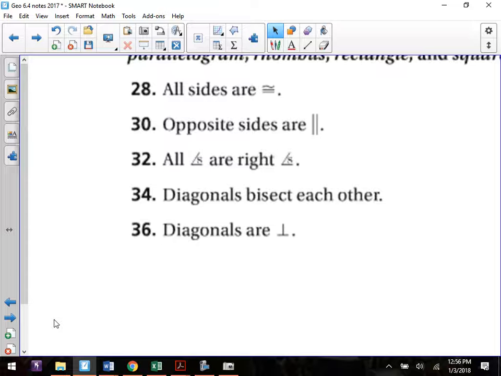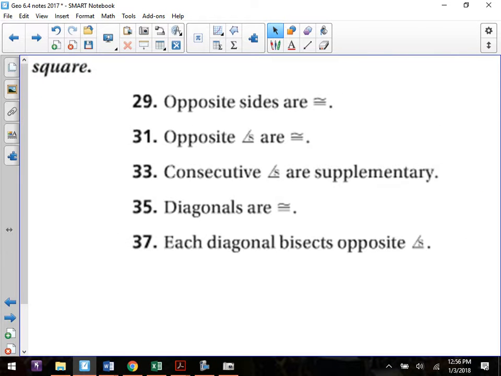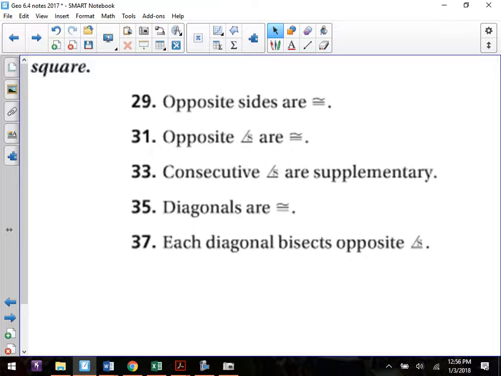Diagonals bisect each other. Everything, all of them, all the parallelograms, diagonals bisect. What about which ones have diagonals that are perpendicular? Squares and rhombus. Very good. Okay. Diagonals congruent are squares and rectangles. Perpendicular are squares and rhombus. All right. Which ones are opposite sides congruent? Oh, that's parallel. Yeah. Right. All of them. All four of the shapes we've looked at.